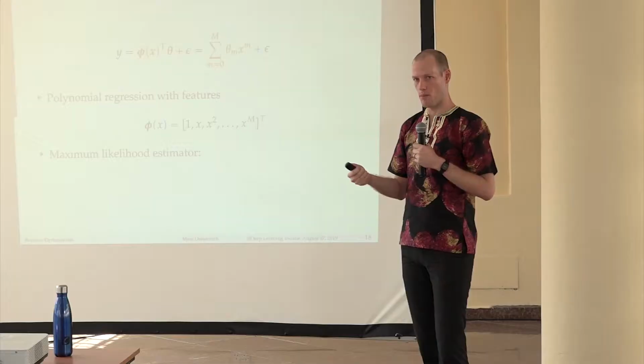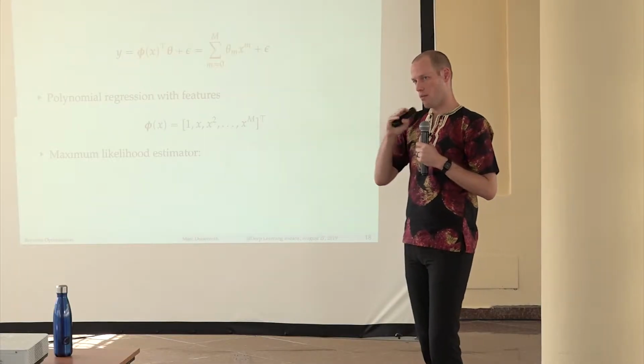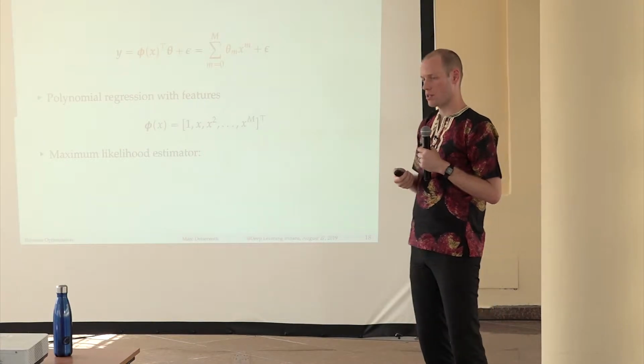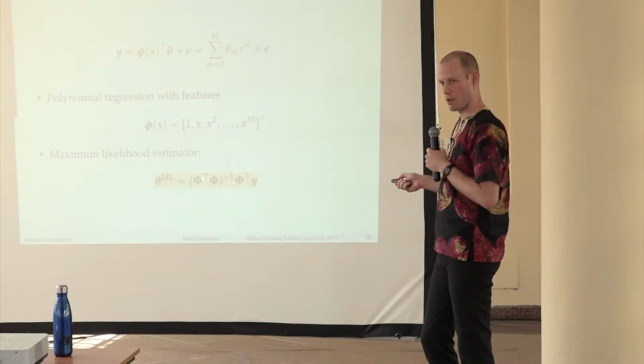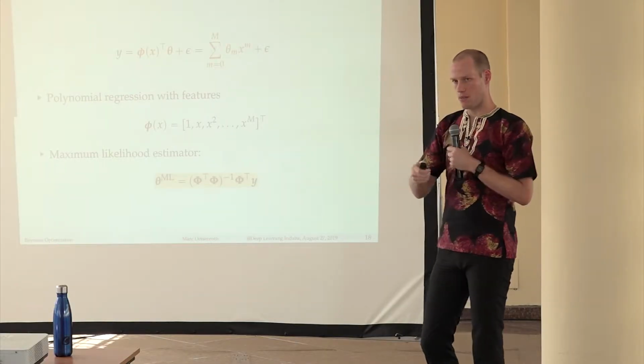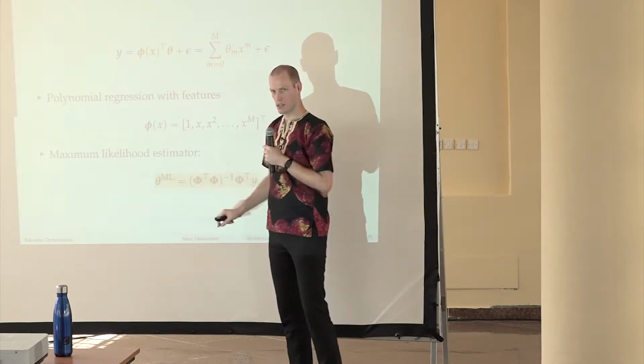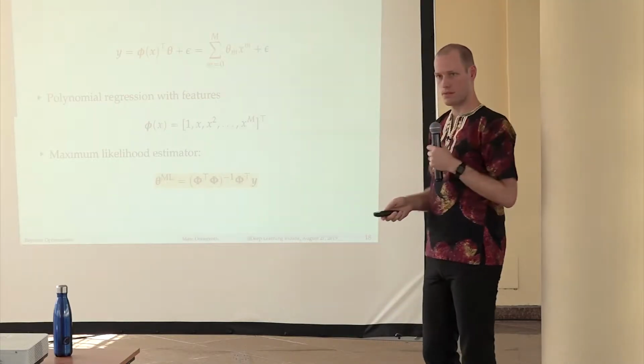So now I get the maximum likelihood estimator in exactly the same way that I did before. I write down the log likelihood, I take the derivative with respect to theta, and I optimize, and I get a maximum likelihood estimator that looks like this. If you take the old maximum likelihood estimator and replace x with the phi matrix, where phi collects all the features evaluated at the training points, then you get this answer.